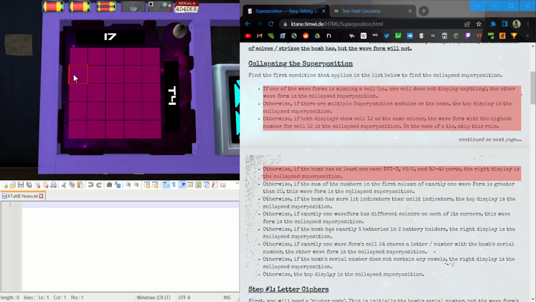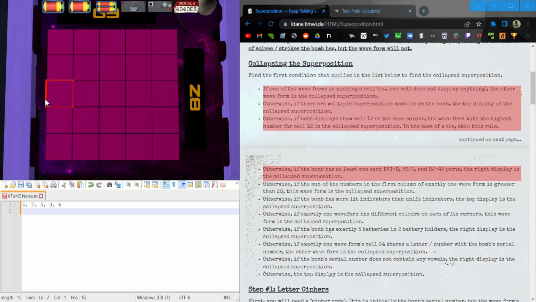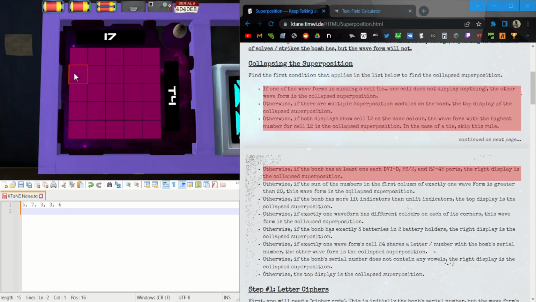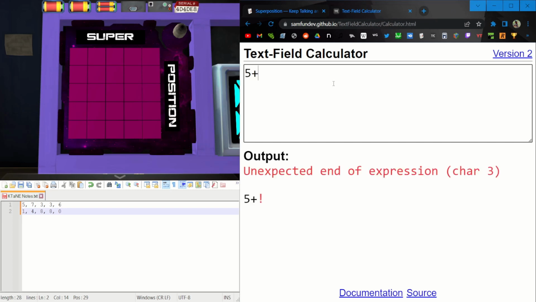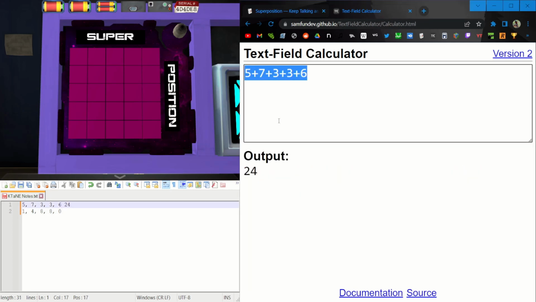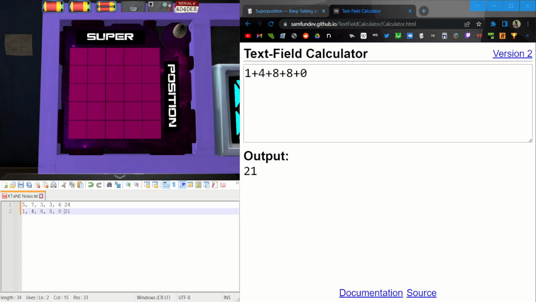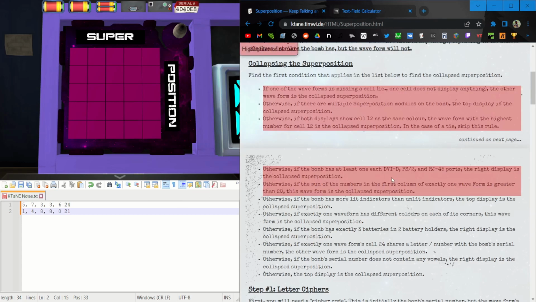So we have, I'll just write them down for you, 5, 7, 3, 3, and 6. And that's for the top, and for the right we have 1, 4, 8, 8, 0. Okay, let's add them up. So 5 plus 7 plus 3 plus 3 plus 6 is 24, which is greater than 20. 1 plus 4 plus 8 plus 8 plus 0 is 21, which is also greater than 20. In this case, since they're both greater than 20, this does not apply.